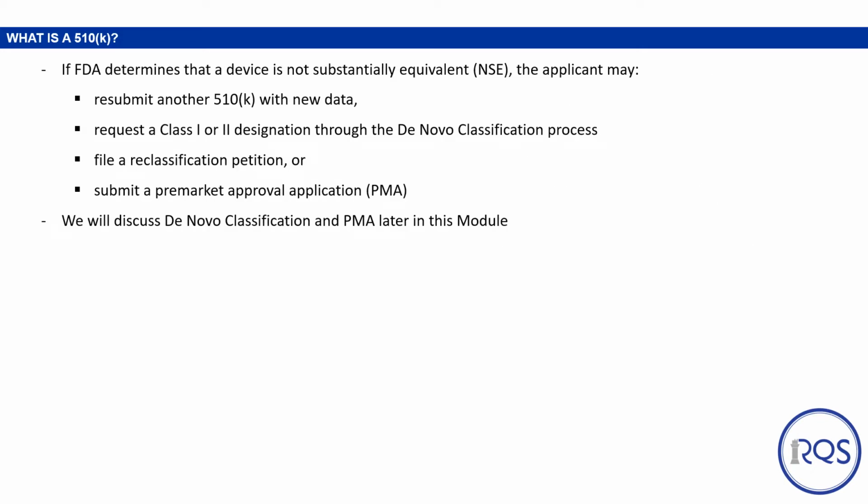If the FDA determines that a device is not substantially equivalent, the applicant may resubmit another 510K with new data, request a Class 1 or Class 2 designation through a de novo classification process, file a reclassification petition, or submit a pre-market approval application, or PMA. We will discuss de novo classification and PMA later in this module.